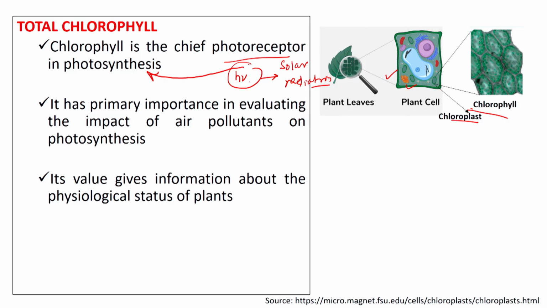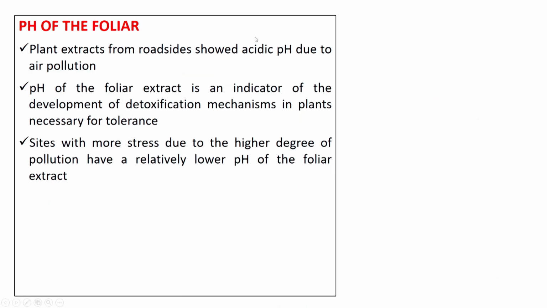Okay. Its value gives information about the physiological status of the plants. So, higher chlorophyll means good health of the plants, low means it is not good, and then you have to supply other kinds of nutrients. We will discuss what nutrients are needed in the coming few lectures.